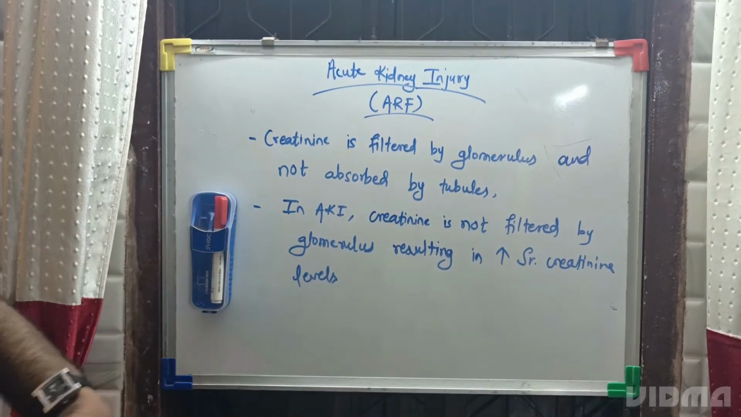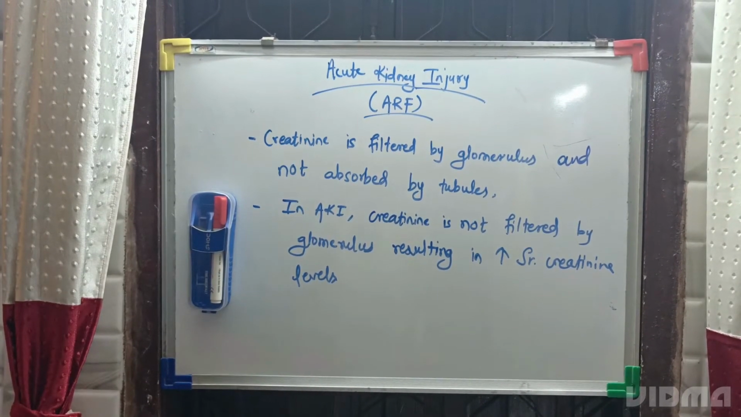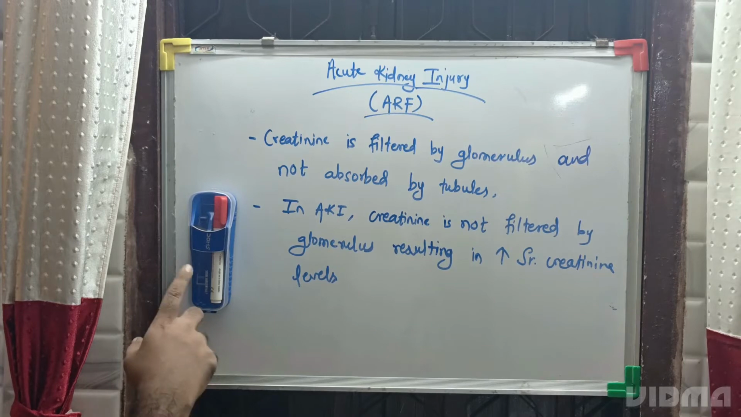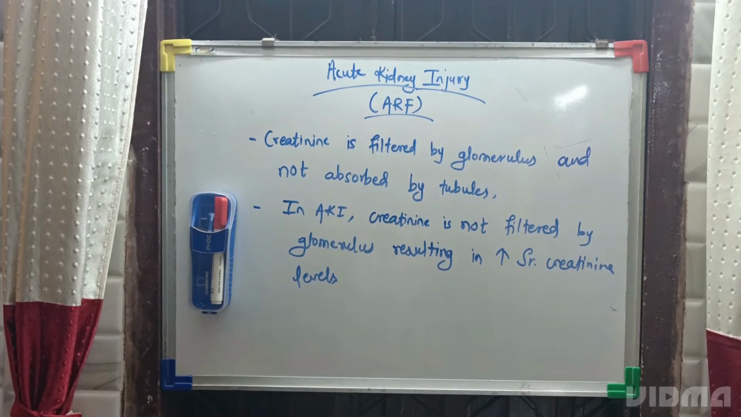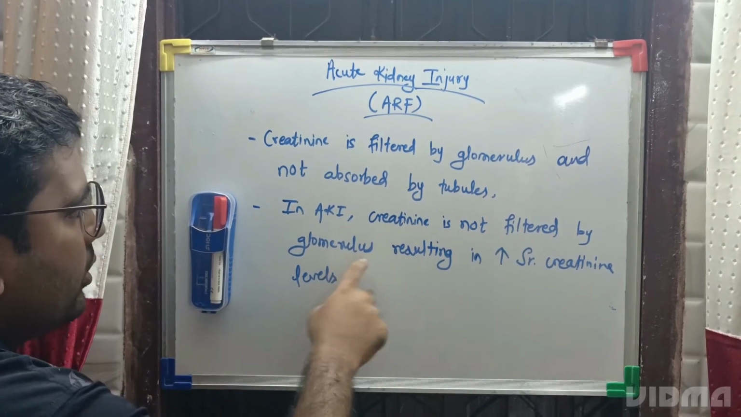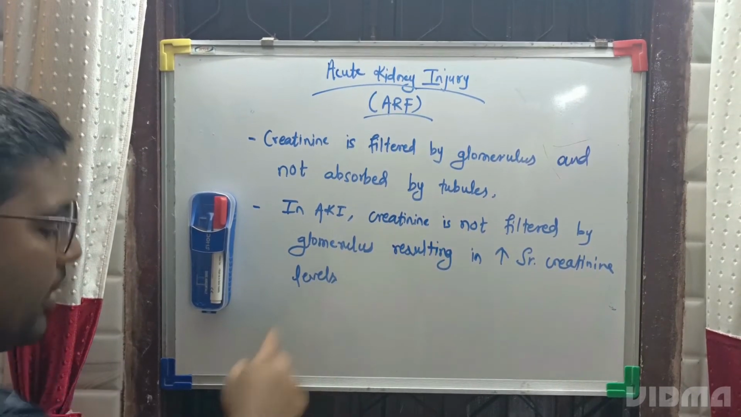In a normal kidney, the creatinine is filtered by the glomerulus and not absorbed by the tubules. But in case of acute kidney injury or acute renal failure, the creatinine is not filtered by the glomerulus, resulting in an increase in serum creatinine levels.